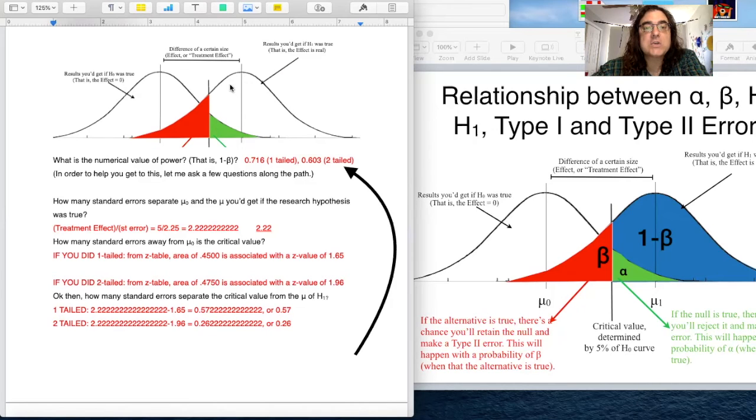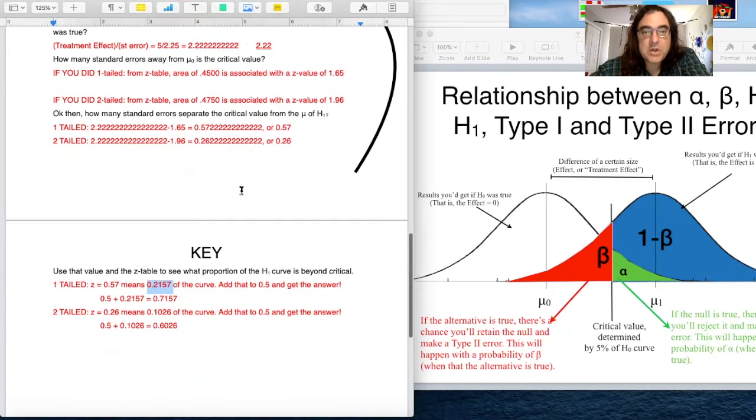That would be the actual value. See, the blue area over here, 1 minus beta, is 0.7157. Now, since it's a proportion, if you want to put it in significant figures, you should use 3 decimals, 0.716. Now, just to go back and for completion's sake, do it two-tailed.